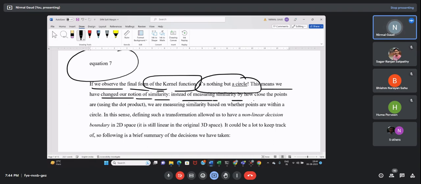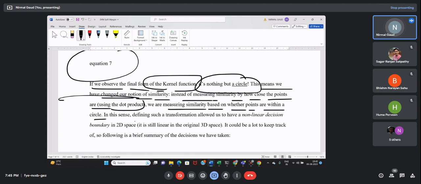That means instead of measuring similarity, how close the points are using the dot product, we are measuring the similarity between whether the points are within a circle or not. That is what it is doing. That means for separating the data points, we change the theme, and instead of checking the similarity of the data points by the dot product, we say that now we are considering how the data points are coming within a circle. So the theme has changed completely.